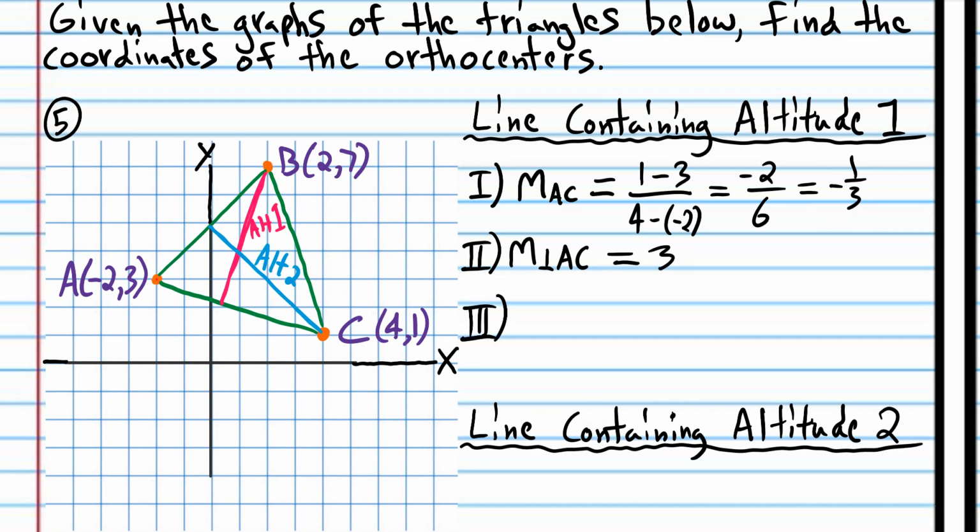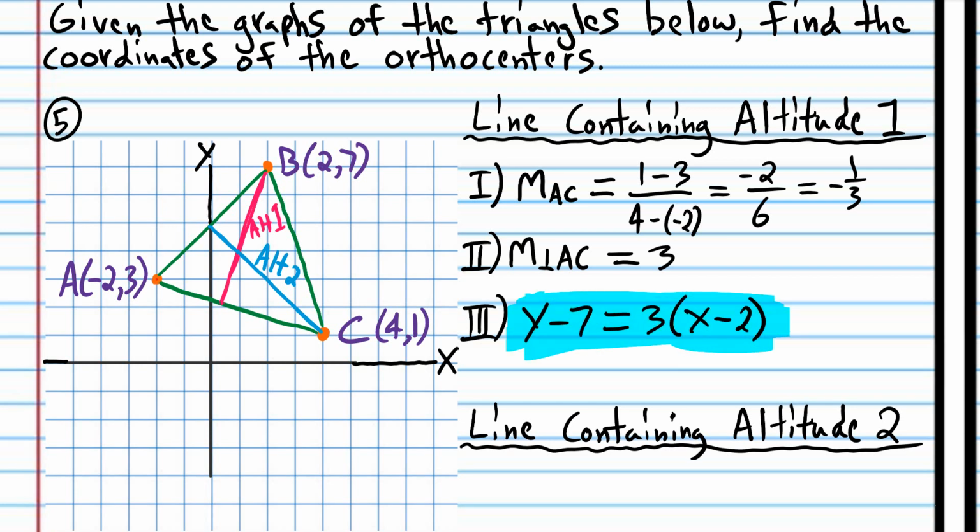Then we're going to do the last step: write the equation of the line containing that altitude. Notice we have the slope of the line containing this altitude, but we need a point. That point has to be the top of the triangle if we consider this to be the base. So that point is 2, 7. So we have y minus 7 is equal to 3 times x minus 2. And that is the equation of the line containing altitude number 1, the pink altitude.